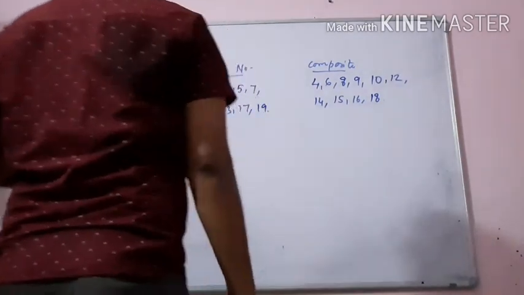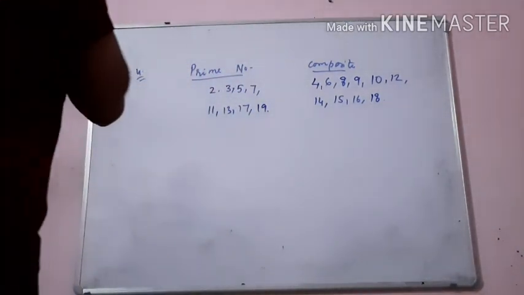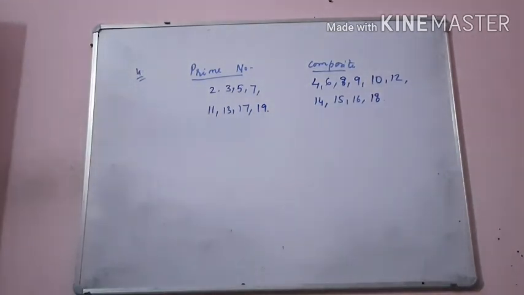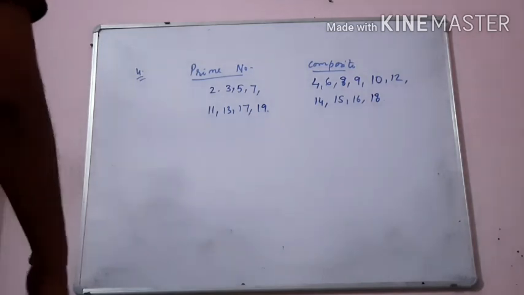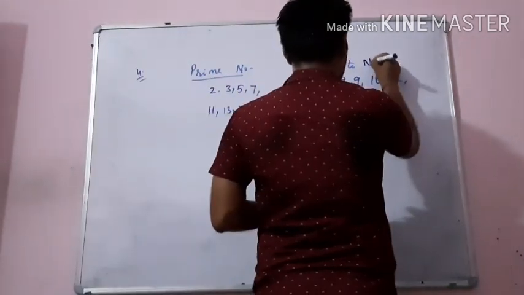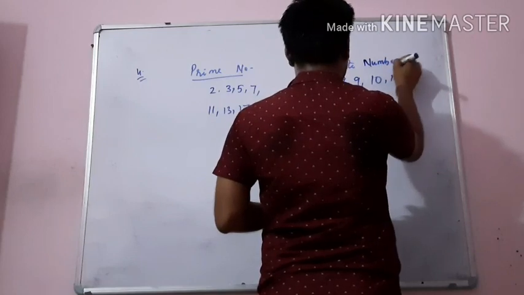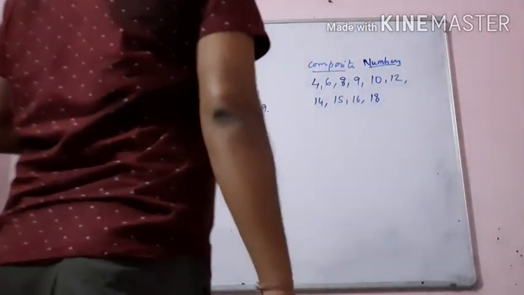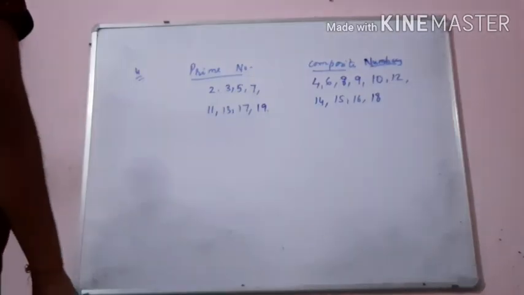So see, less than 20, 2, 3, 5, 7, 11, 13, 17, 19 are the prime numbers. Composite numbers are 4, 6, 8, 9, 10, 12, 14, 15, 16, 18.